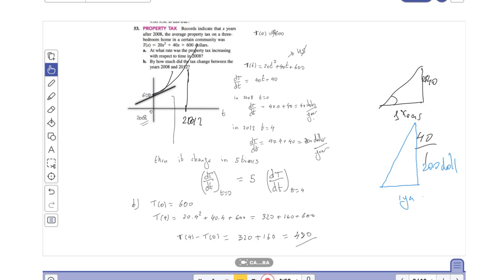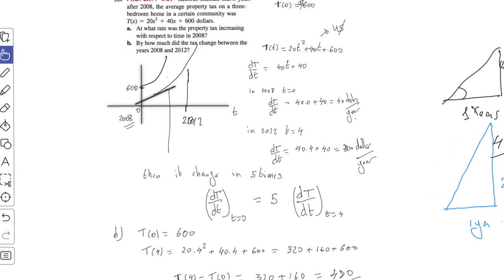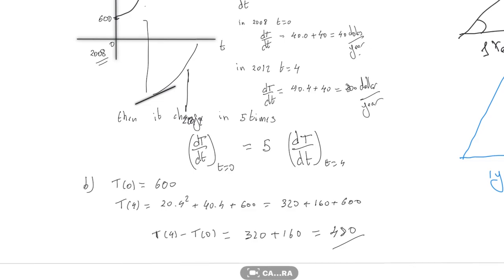But question B says, by how much did the tax change between 2008 and 2012? Well, at time t equals 0, the tax that they were charging you was $600. At time t equals 4, you plug in 4 into the expression of T. The tax at t equals 4 will be 20 times 4 squared plus 40 multiplied by 4 plus 600. The total will be 1080.